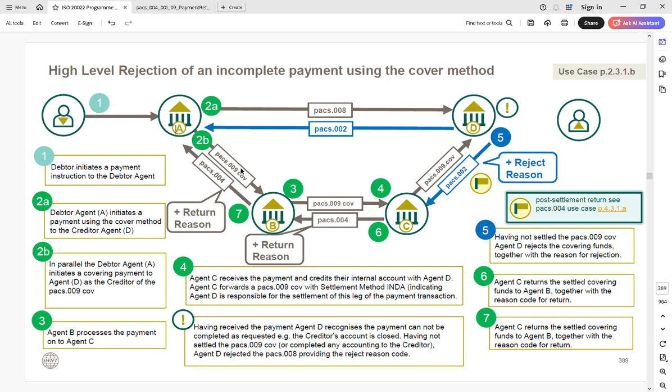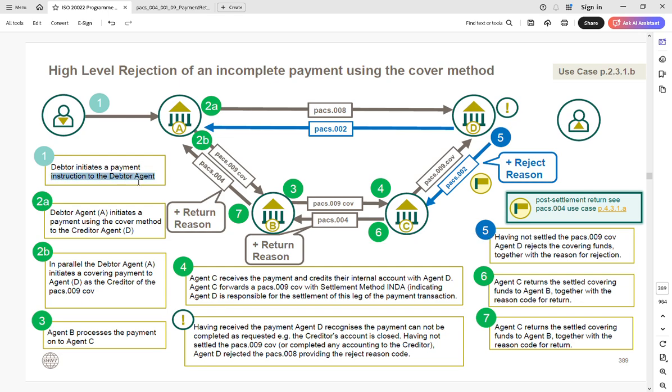A is your debtor bank here, D is the creditor bank here. The payment is not credited in D. That's why the exception is here, and rejection of the payment starts from the D bank only, the agent D, receiver, creditor bank. B and C are your intermediary banks as usual. So let's see the flow now.